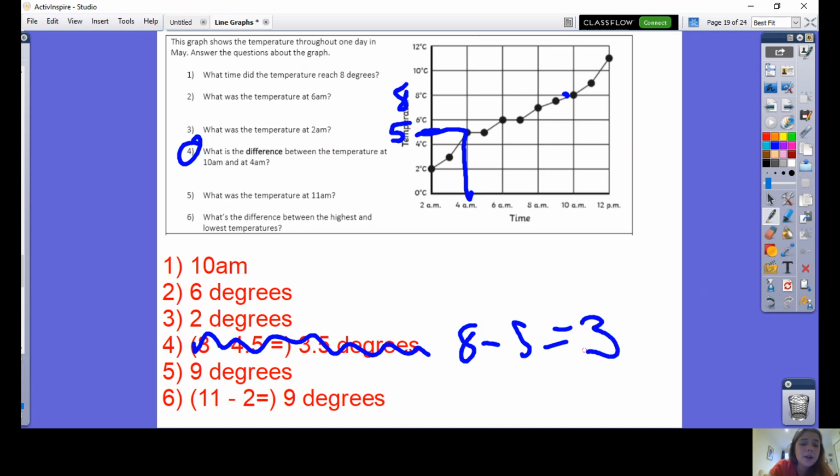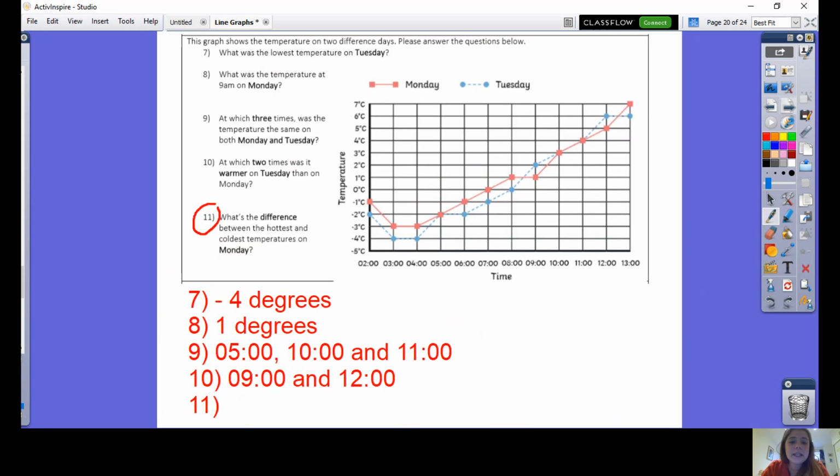Okay, and then the other harder one, difference between the highest and the lowest. The lowest is 2, the highest is 11. 11 take away 2 is equal to 9. Can't believe I didn't use a ruler there, sorry. Right, next group of questions here. Most of them I have popped on the board for you, but we're just going to look at question 11 when you're ready. So quickly mark the first group of questions and then we'll do question 11 together.